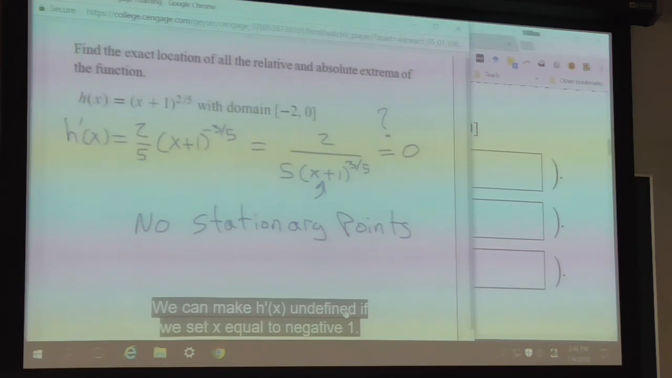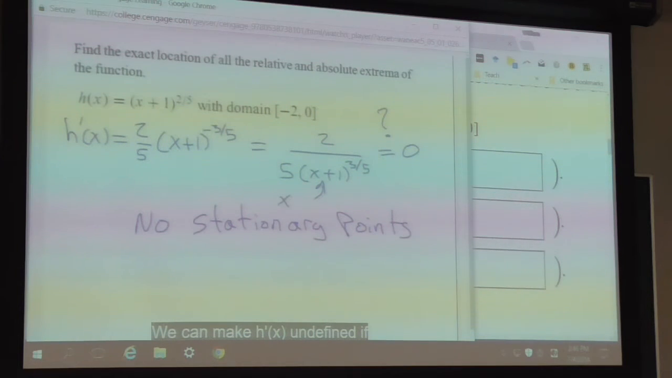The singular point is where the derivative is not defined. And what about this? If x equals -1, we get 0 in the denominator, right? So that's going to be a singular point, and it makes h prime of x undefined if we set x equal to -1. So looking at x and h of x, when x is -2, h of x is 1. When x is -1, h of x is 0.